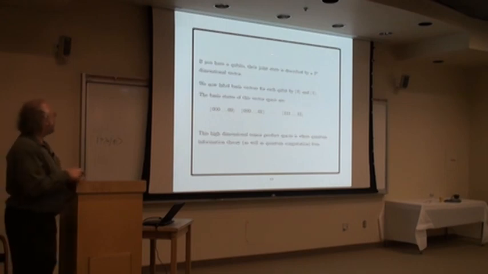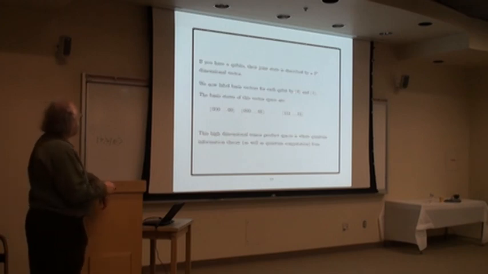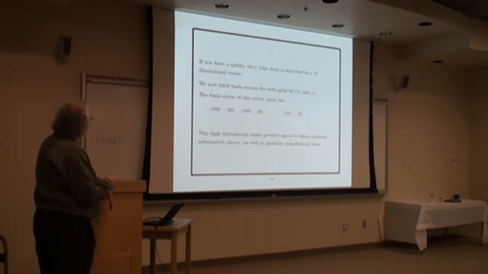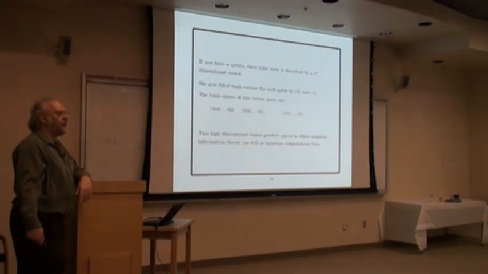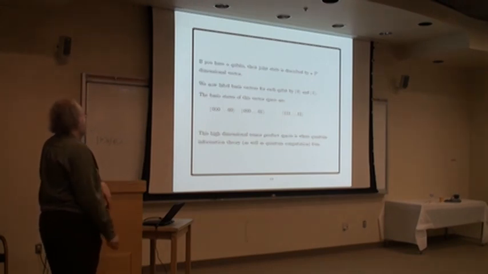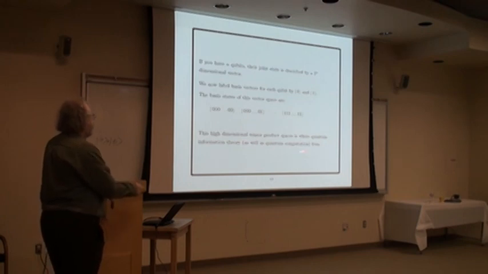So if you have n qubits, their joint coefficient is described by a 2 to the n dimensional vector. We're now going to drop these vertical-horizontal polarizations or spins and label basis vectors for each qubit by 0 and 1, which for information theorists or computer scientists is actually much more natural. The basis states of the vector space are all 2 to the n possible strings of zeros and ones. That's one basis for this vector space; of course, there are lots of other bases. The high-dimensional tensor product space is where quantum information theory lives, and also where quantum computation gets its power.